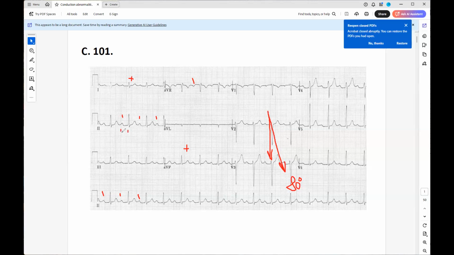From the beginning of the P wave till the beginning of the QRS, that should not be larger than 0.2 seconds. As I see here, that's longer than 0.2 seconds. So we are assuming that this is a first degree AV block. Importantly, this is rhythmic. This is why you can say that it is first degree and every P is conducted.